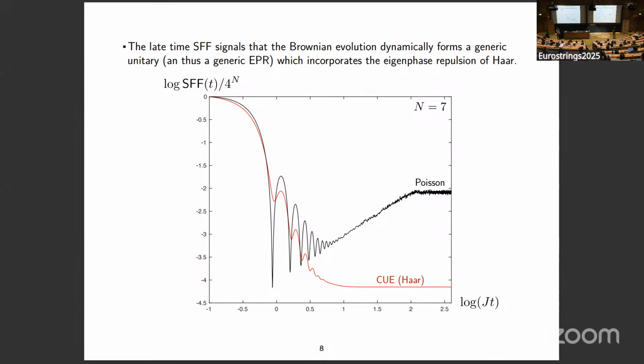No, we cannot access that regime within our semi-classical approach. We're using the gravitational path integral within the disk approximation. We're not doing anything non-perturbative or anything like that. So yeah, it would be interesting to see whether randomness saturates as complexity.